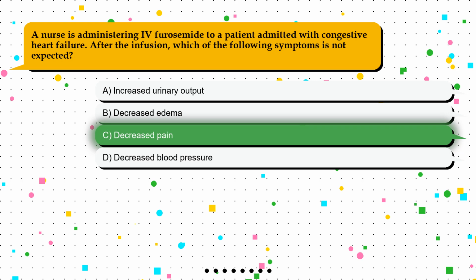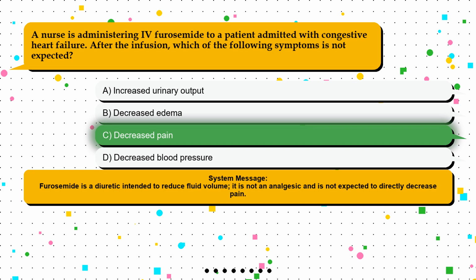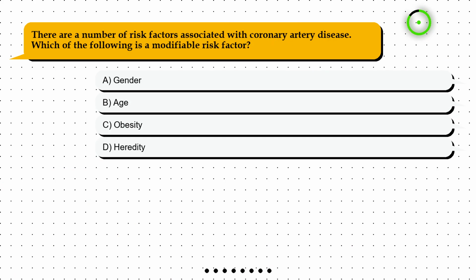The correct answer is option C, decreased pain. Furosemide is a diuretic intended to reduce fluid volume. It is not an analgesic and is not expected to directly decrease pain. Question 4. There are a number of risk factors associated with coronary artery disease.